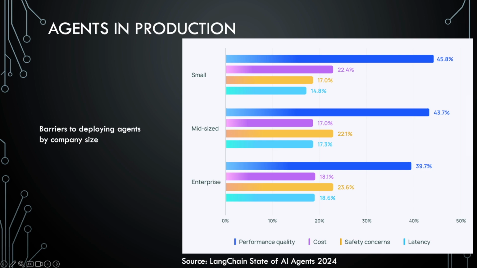The biggest barriers to deploying agents, broken down by company size, reveal that similarities exist across businesses. Performance quality is the top concern, no matter the size of the organization. Cost is a distant second concern. Safety concerns also factor into the limitations.